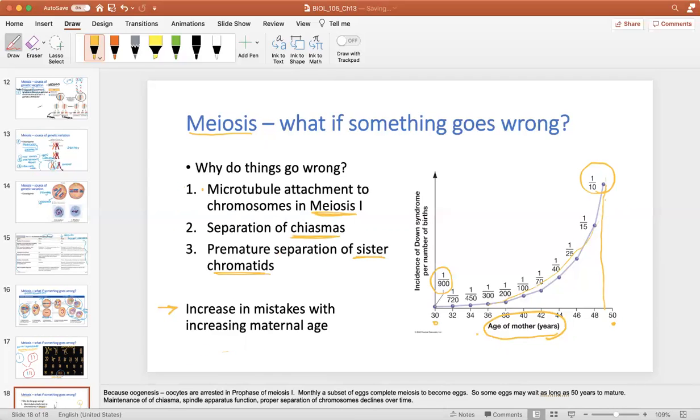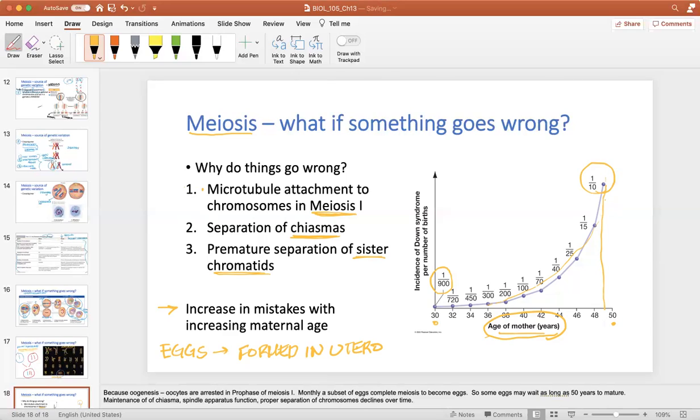And the reason that these errors increase as mothers age is, in humans, this is really unique to humans, because our eggs are all formed when you're an embryo, when you're in utero, okay? So if you are biologically female, when you're born, you have all of the egg cells that you're ever going to have for the rest of your life.